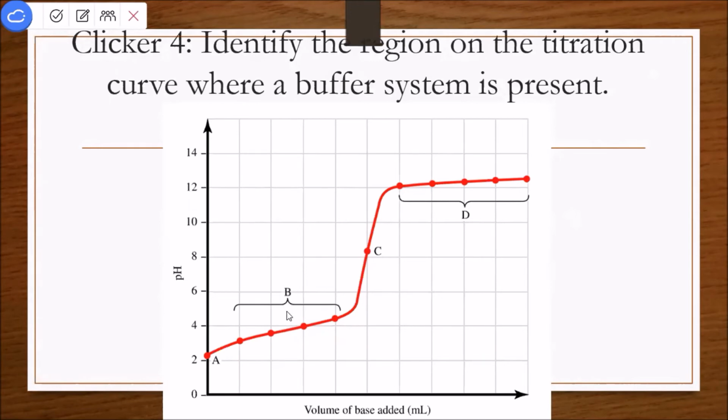So the buffering system has a little bit of base and a little bit of acid. A little bit of weak acid, a little bit of weak base. When you get the strong base region, no buffers left. So it moves gradually, but it's not as gradual as this. But this is our equivalence point region, and there's our no acid, no base added.